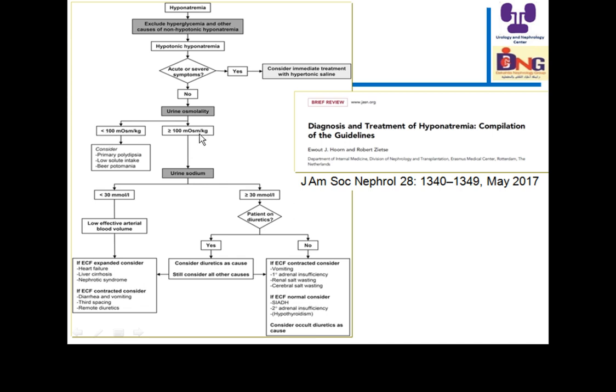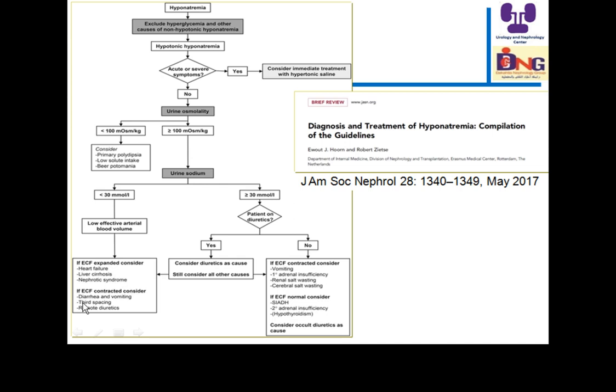If urine osmolality is above or equal to 100, look at urine sodium. It may be less than 30 millimoles per liter or above 30 millimoles per liter. If it is less than 30, look at the blood volume. Here in this scenario, there is reduction of effective arterial blood volume. If you examine the extracellular volume and find it expanded, with congested neck veins, crepitations, and edema, you may be in this zone: heart failure, liver cirrhosis, and nephrotic syndrome.